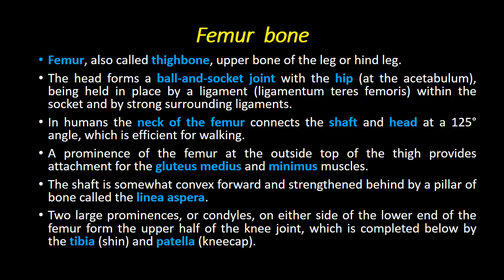In humans, the neck of the femur connects the shaft and head at a 125-degree angle, which is efficient for walking. A prominence of the femur at the outside top of the thigh provides attachment for the gluteus medius and gluteus minimus muscles. The shaft is somewhat convex forward and strengthened behind by a pillar of bone called the linea aspera. Two large prominences or condyles on either side of the lower end of the femur form the upper half of the knee joint, which is completed below by the tibia and the patella.